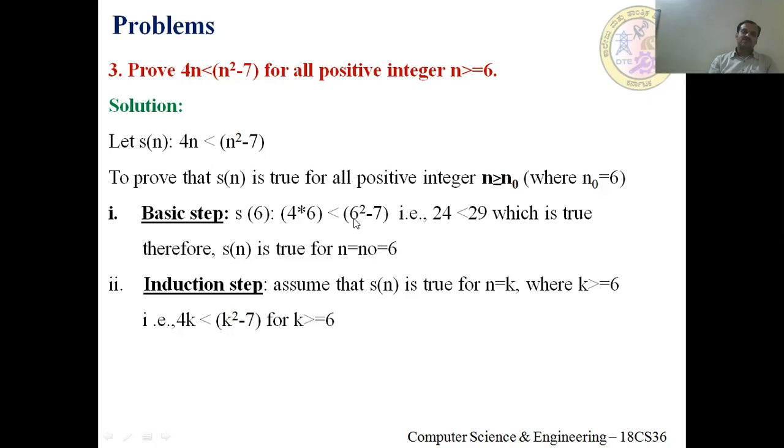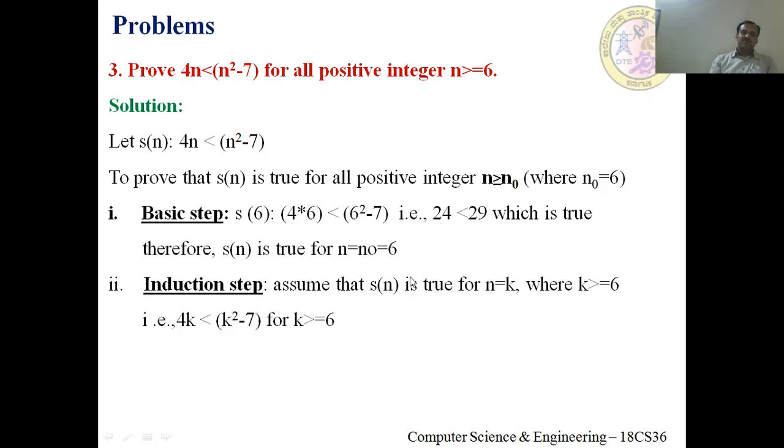S of 6 is 4 into 6 less than 6 square minus 7. Then after simplification, 4 into 6 is 24, 24 is less than 29, which is always true. Therefore, S of n is true for n is equal to n naught, which is equal to 6. Once we have the basic step, we move on to the induction step.